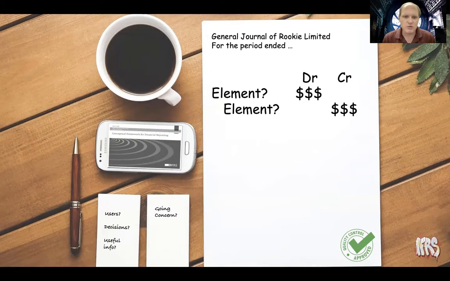Remember, with your conceptual framework, you're all about providing useful information to the users of the financial reports that you're preparing. And to make information useful, we've got all these qualitative characteristics that we apply throughout the entire process, from deciding what the reporting entity is, to doing the classification as an element, to doing the recognition in a journal, and then to the measurement as well.